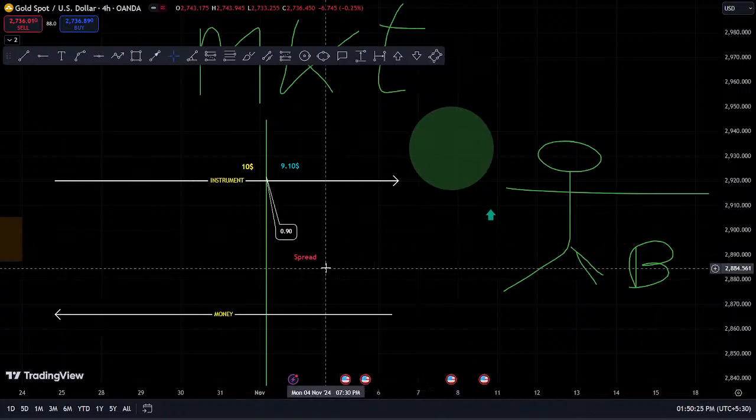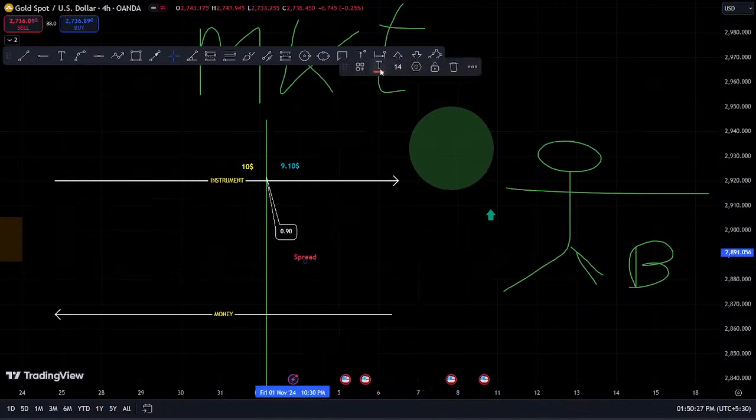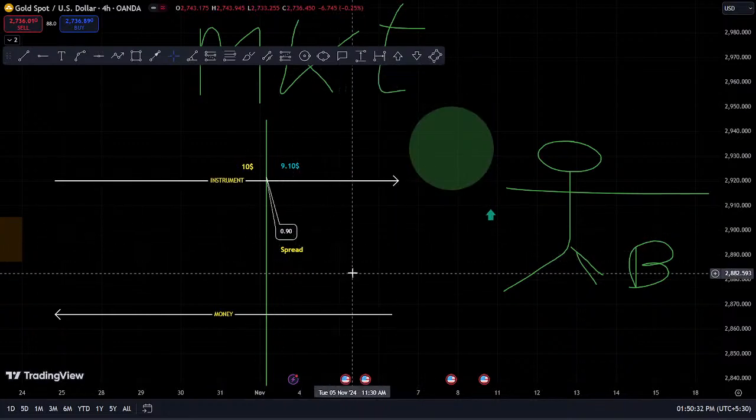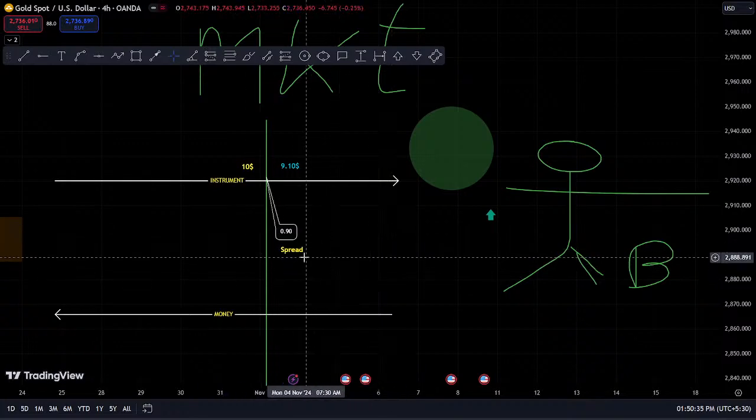What is a spread? Spread is the difference between the bid price and the ask price. We need to keep this in mind because we are going to deal with this the whole time.